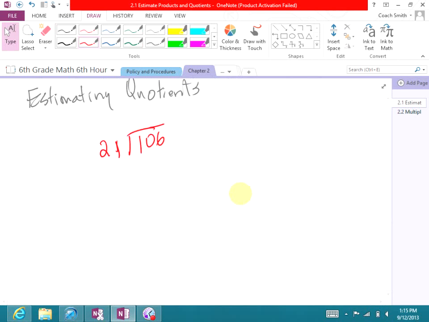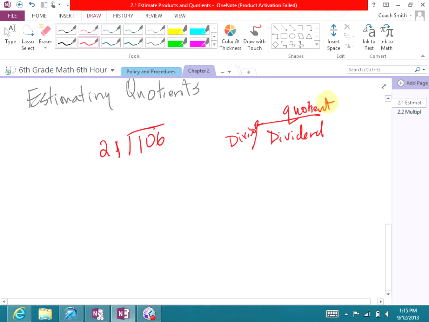Here, I have 21 into 106. Let's remember our division. This is the divisor. This is the dividend. Then on top is the quotient. The answer to a division problem is the quotient, just like the answer to a multiplication problem is the product. They'll say, what is the product of the two numbers? Well, that means you need to multiply the two numbers. If they say, what is the quotient of the two numbers, then that means you have to divide the two numbers. So that's what the words quotient and product actually mean.